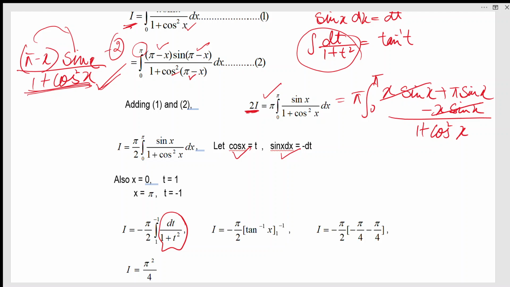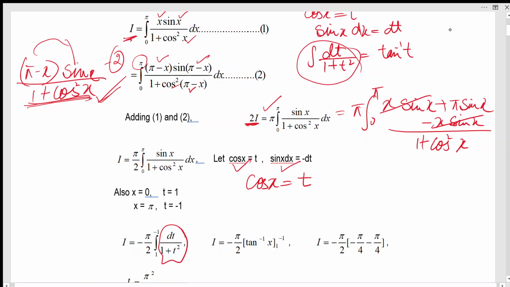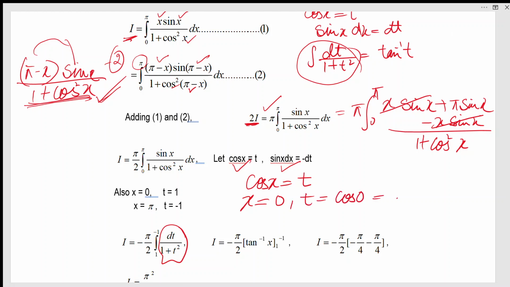Now I'm just telling you how to change the limits once, and the rest of the questions you can handle on your own. How do we change the limits? Whenever you substitute, you change the limits. So your substitution was cos x is equal to t. Now what is the lower limit in the question? The lower limit was 0. So when x is equal to 0, t will be cos 0. What is cos 0? That is 1. Means the lower limit will become 1.